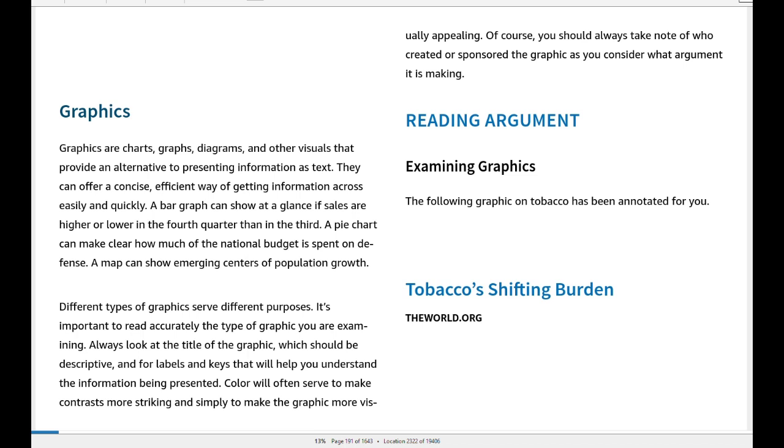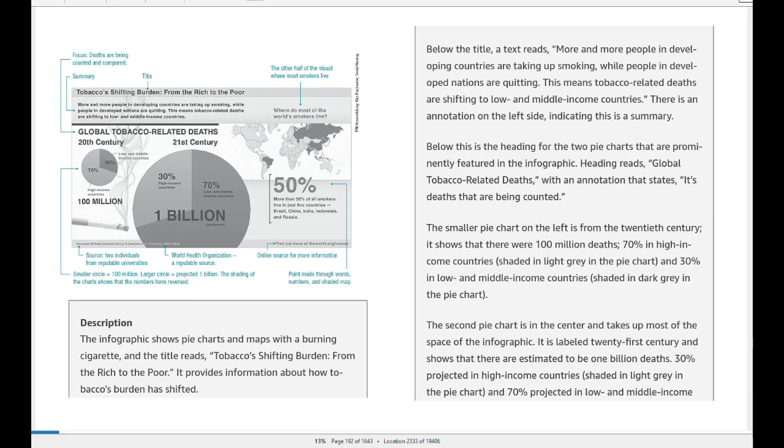The following graphic on tobacco has been annotated for you. Tobacco's Shifting Burden by theworld.org. The infographic shows pie charts and maps with a burning cigarette, and the title reads Tobacco's Shifting Burden, From the Rich to the Poor. It provides information about how tobacco's burden has shifted.